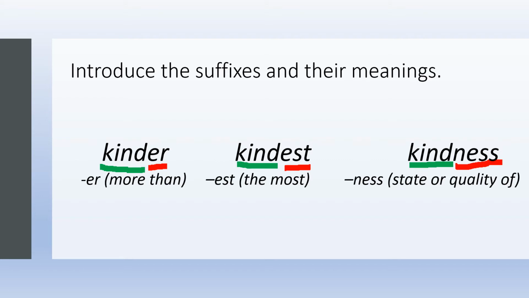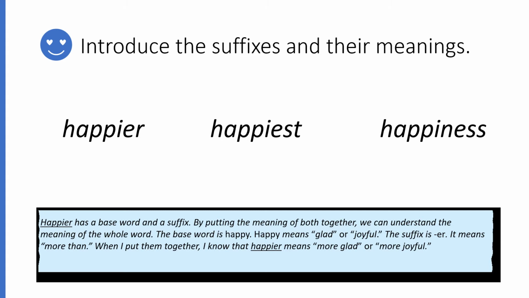Remember, the suffixes er and est are used to compare people or things. Now let's look at the three words that I have on my screen. We have happier, happiest, and happiness. I'm going to draw a slash between happy and the suffix.